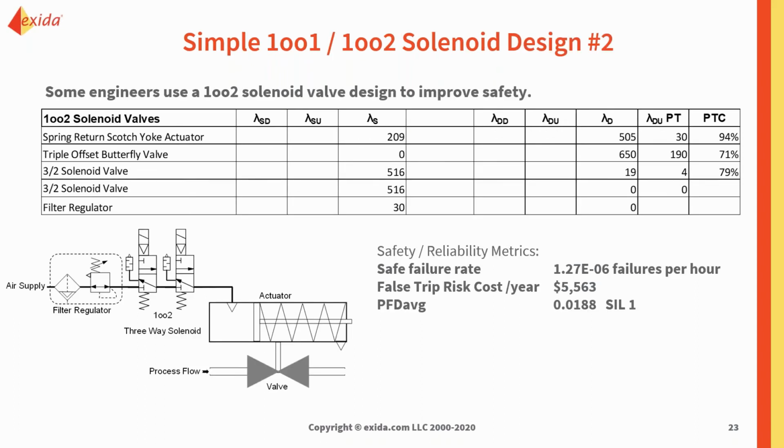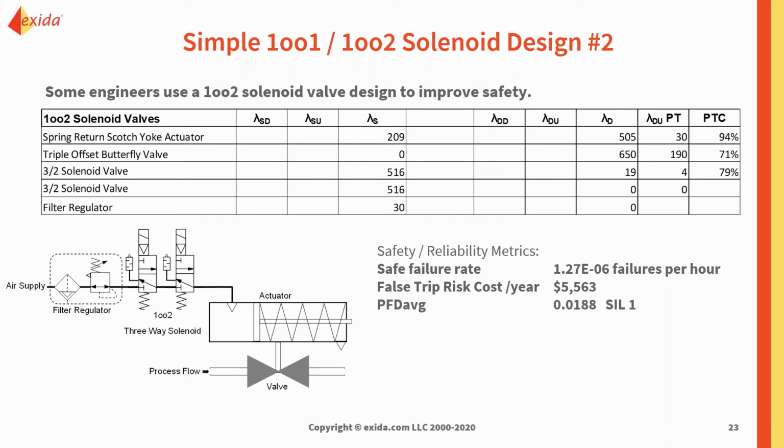Example number 2. What happens if you follow the design specification that's been recommended in your plant and you implement a 1-out-of-2 redundant solenoid valve setup? Keep the rest of the design 1-out-of-1, but go with 1-out-of-2 redundant solenoid valves. Well, when we add up the safe failure rates on this design, we see 1.27 e to the minus 6, so it's a bit higher, but now our false trip rate has increased and our cost has increased pretty significantly. Not good, right?